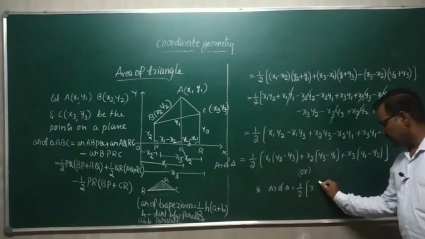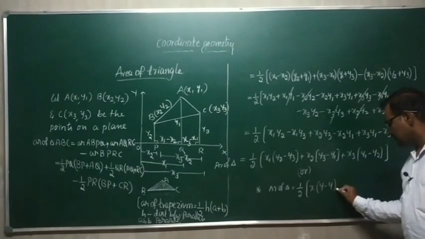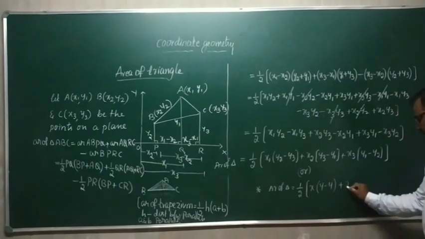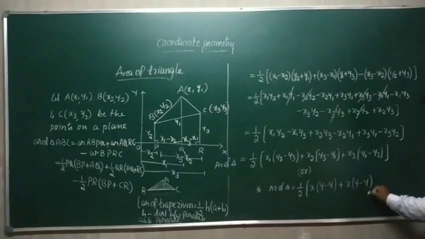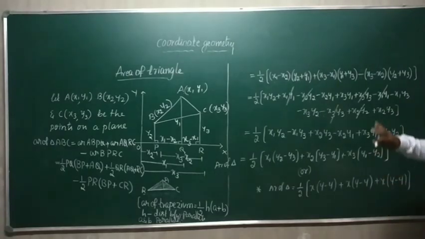First, mention area of triangle equals half into. You can write x into y minus y, this thing you can write 3 times: x into y minus y plus x into y minus y. This is the way you have to mention 3 times. And how many points do we have? 3 points, first point, second point, third point. We start from 1, and I can give you an arrow mark. You can move like this, from 2 to 3 and 3 to 1. This procedure we have to follow.